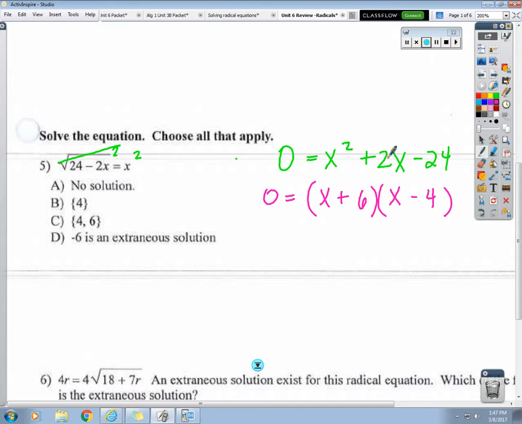Because 6 minus 4 is 2. 6 times negative 4 is negative 24. But that means the final answers are actually, and isn't that the 2 places that would have crossed the x-axis, positive 4 and negative 6?